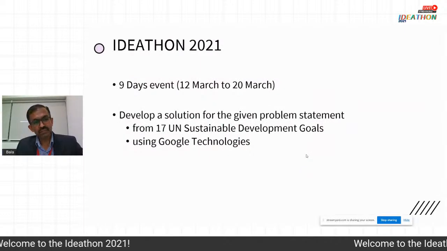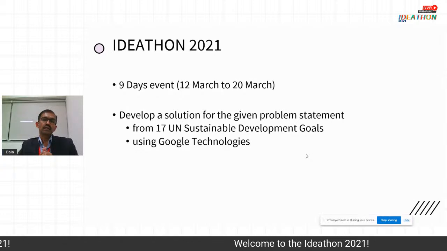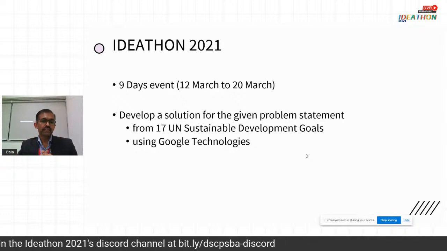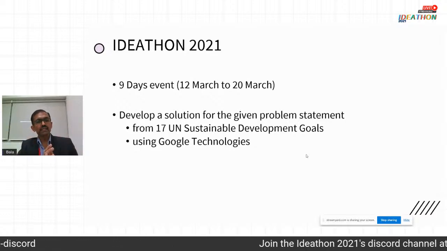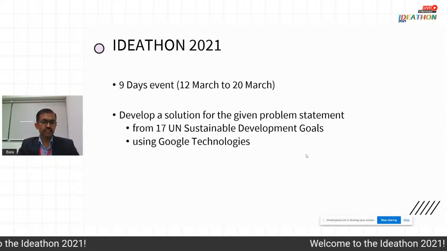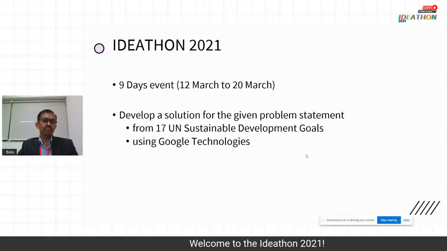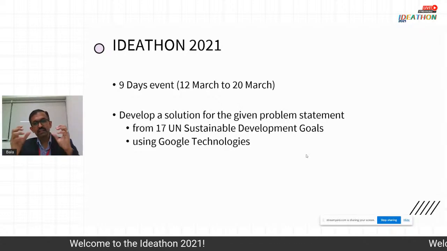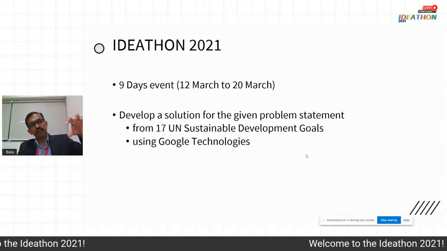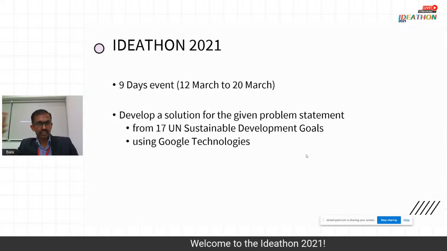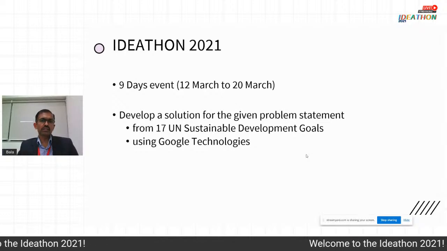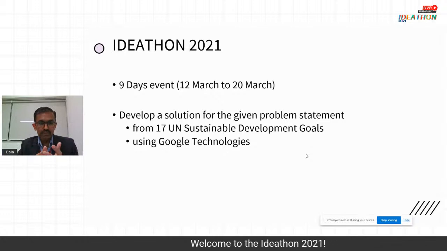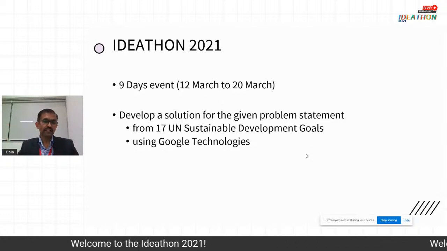Okay, now you come into Ideathon 2021. Later, my colleague Chinnan and my student Shafiq are going to explain to you about this Ideathon. Maybe in a nutshell, this is going to be a 9-day event from today until 20th March. And here you are here to develop a solution for the given problem statement. The problem statement comes from the 17 United Nations Sustainable Development Goals, right? Then you need to use one of the Google technologies. Google technologies, what is Google technologies? I no need to brief you. As a participant, you know well more than me, right?